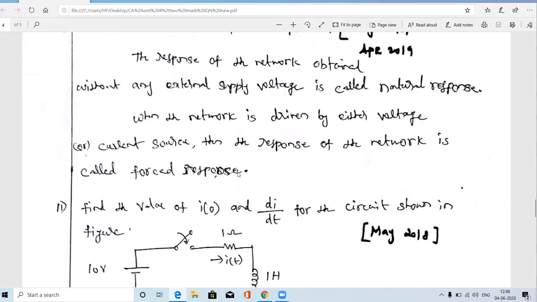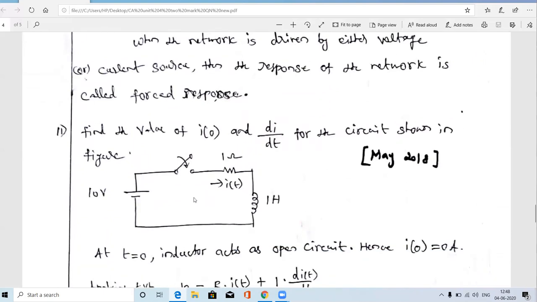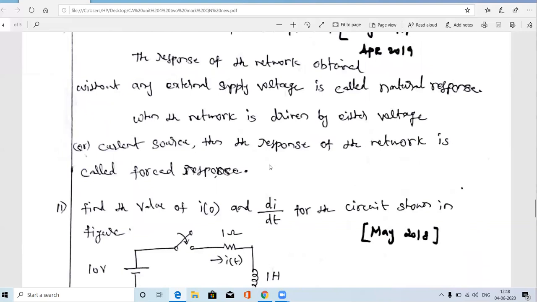What does forced response mean? When the network is driven by either a voltage source or a current source, the response of the network is called the forced response. For example, in the circuit we give some external input voltage, and because of this external voltage there is a current flow. That current is called the response. So the output of the circuit due to this external voltage source or current source is said to be the forced response.